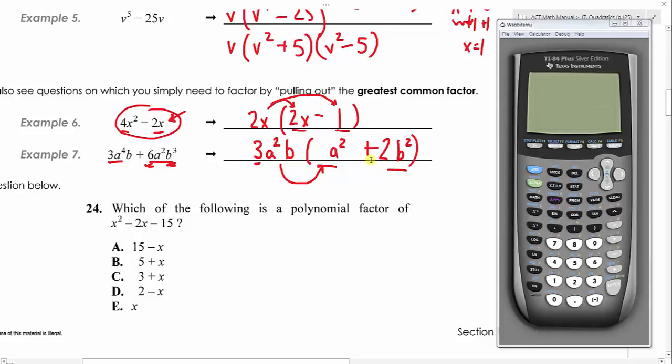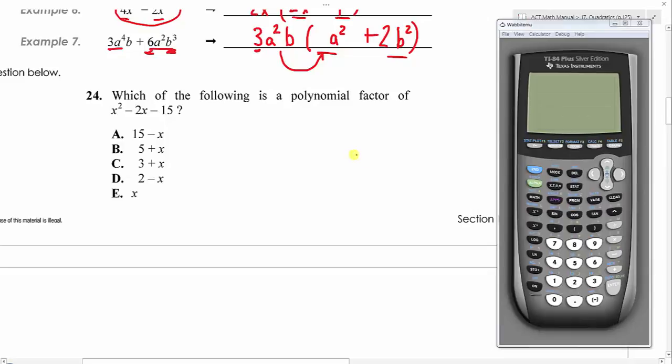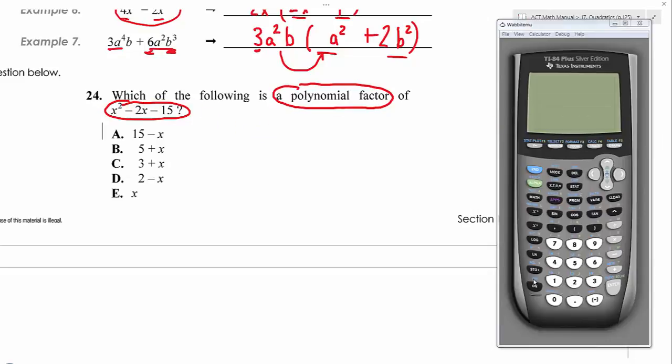Now, number 24 really just tests the stuff we were just talking about. So they are asking for, again, if you want to pause the video and try this on your own, by all means do so. So they're asking for a polynomial factor of this guy. Again, I could do this using the calculator. In fact, I think I will do it that way. First, I'm going to do it the regular old factoring way. So I'm going to write my two sets of parentheses.